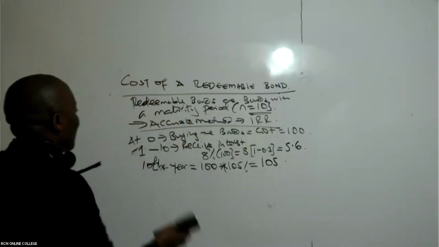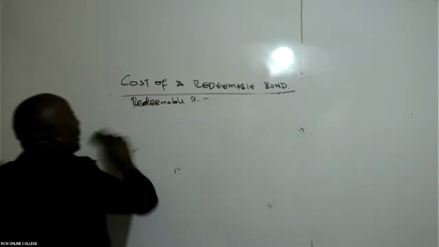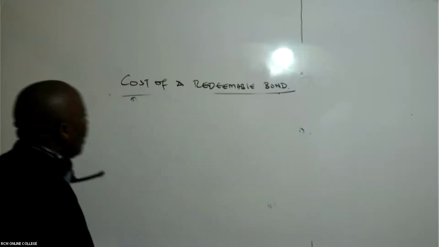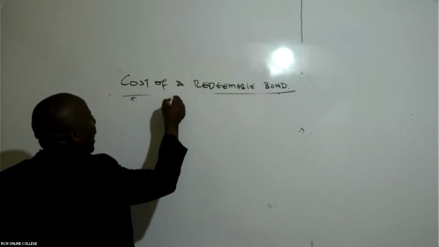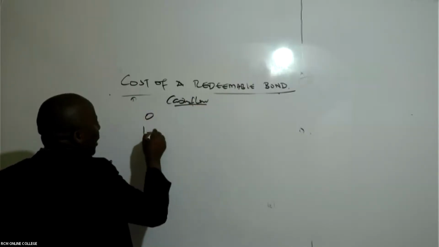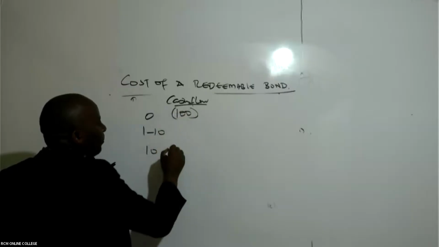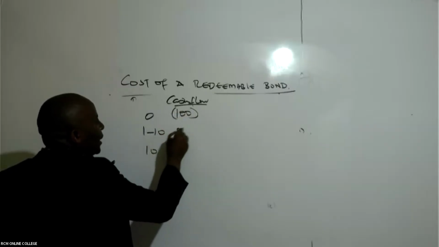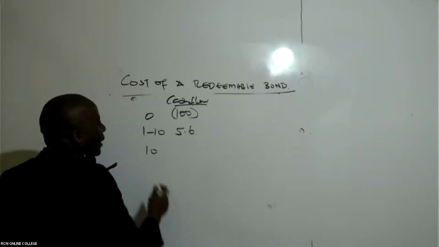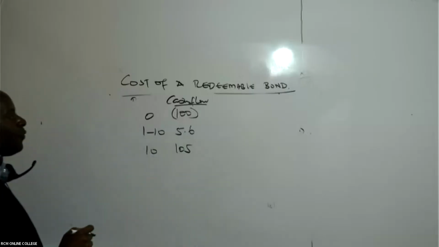Great. So allow me to do a cash flow statement. This is how my cash flow will look. We have 0, 1 to 10, and then we have 10 here. At 0, I'm buying the bond. From 1 to 10, I can see myself getting 5.6, an inflow. And then at 10, I can see myself getting the redemption value of 105.